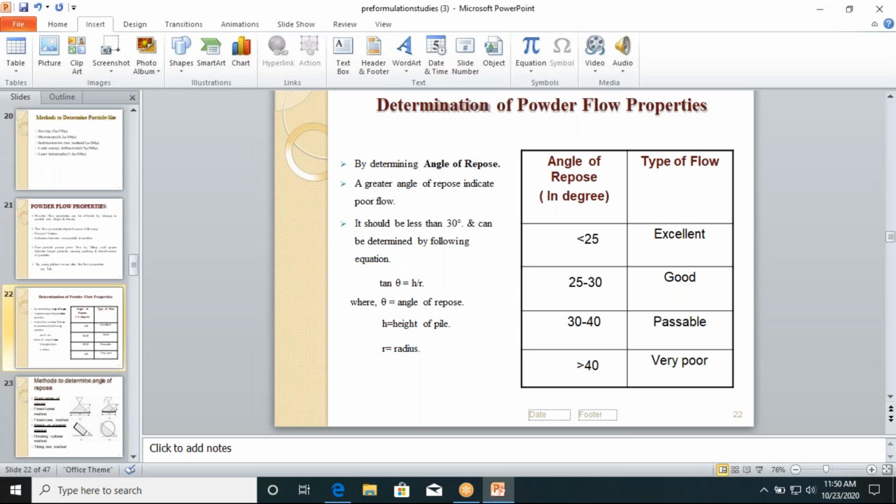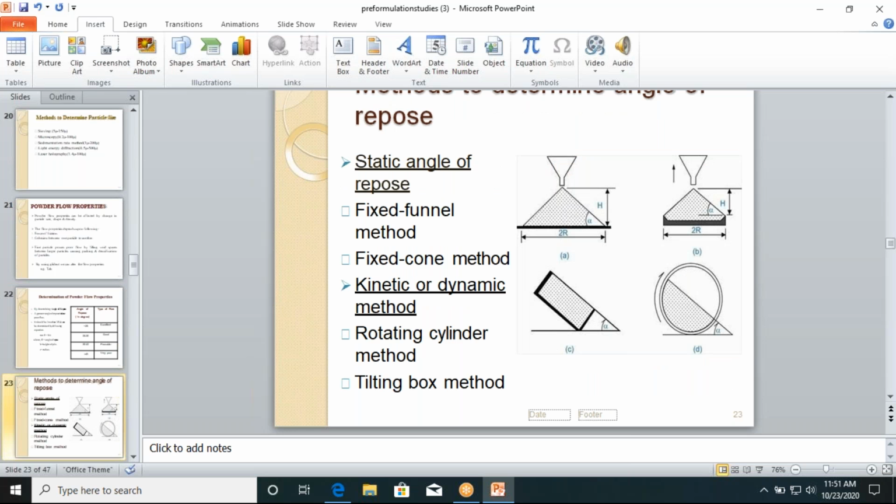So usually the greater the angle of repose, the poorer the flow. When you have a lesser angle of repose, less than 30, it will give you better flow. Less than 25 is said to be excellent flow, 25 to 30 is good flow, 30 to 40 is passable, and more than 40 is said to be very poor flow. So this you have studied.